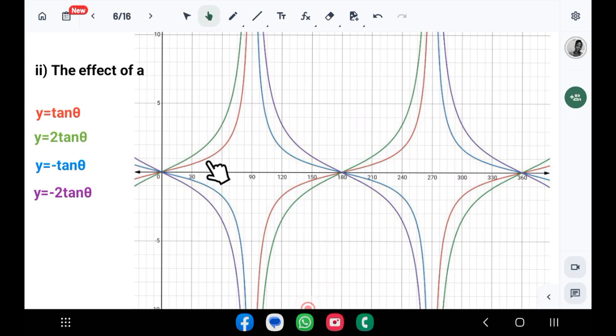So at 45 degrees, you're supposed to have 1, but in this case, it will be at 2. All right, so you multiply your y value by 2. As a result, your milestones are reached far much quicker. So the shape is still exactly the same, but the graph is sort of thinner because it reaches milestones quicker. Okay.